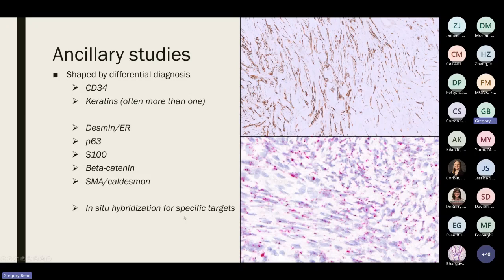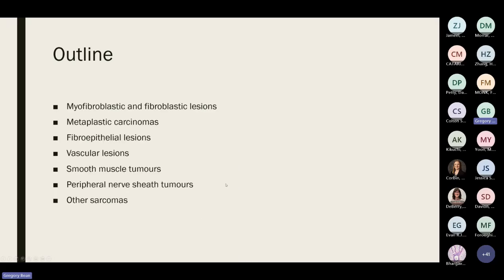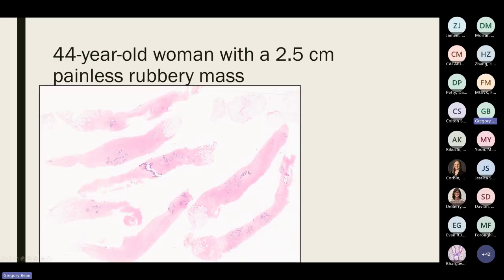And there are some newly described in situ hybridization, both FISH and RNA-ISH targets for specific genes or specific fusions that we'll get a little bit into. So the basic outline of today's talk will be looking at these kinds of lesions. Some of these I'll focus more on than others, because more common things being common and more rare things being rare. But this is the general outline of things that we'll talk about. So we'll start with a case.